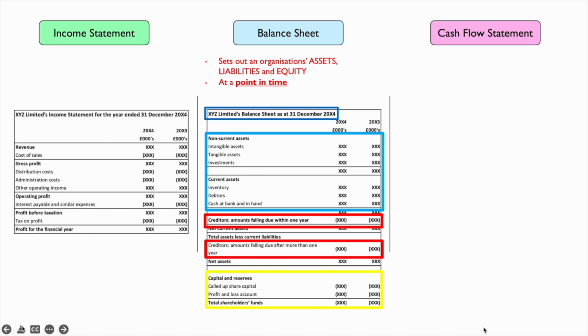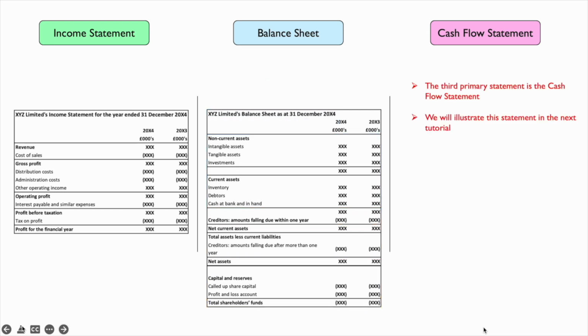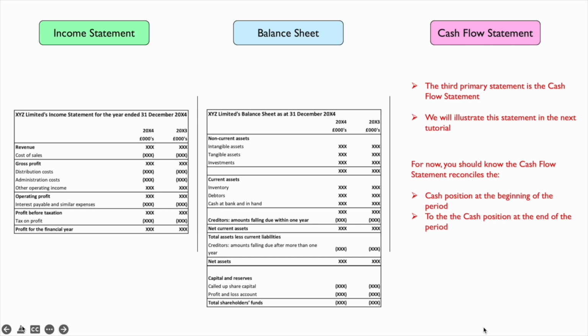In terms of the third primary statement, the cash flow statement, we're not going to illustrate the cash flow statement for now. I just want to introduce you to the income statement and balance sheet, and then we will introduce what the cash flow statement is. But for now, all you need to know is that the cash flow statement reconciles the cash at the beginning of the period to the cash position at the end of that accounting period. Those movements then are classified between operating activities, investing activities, and financing activities.